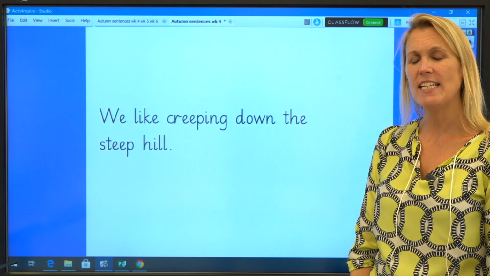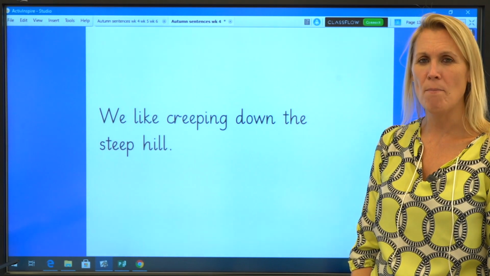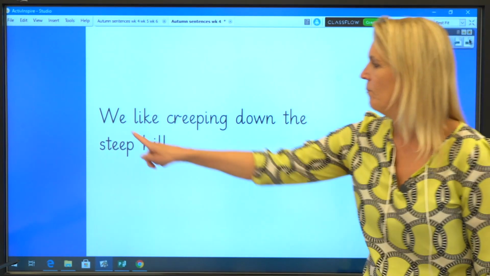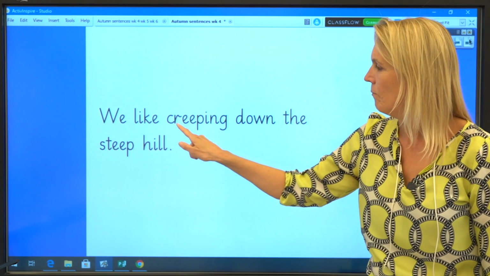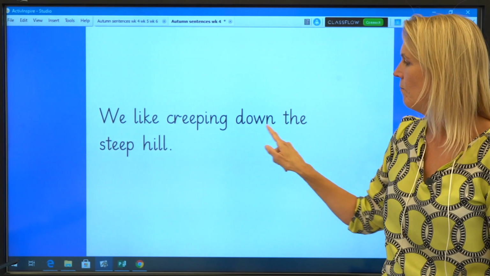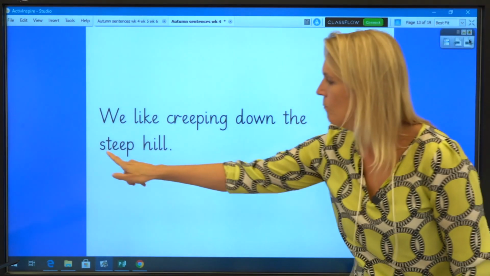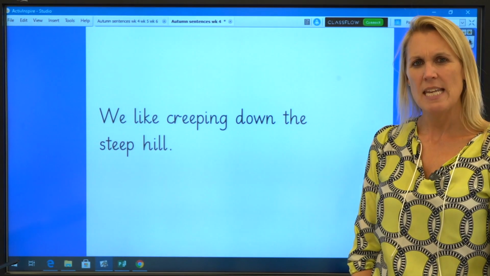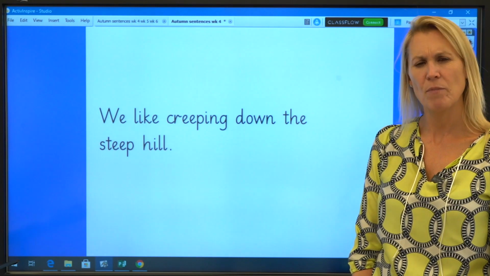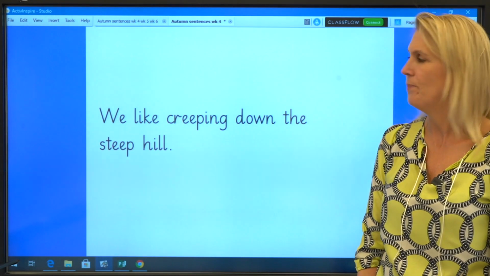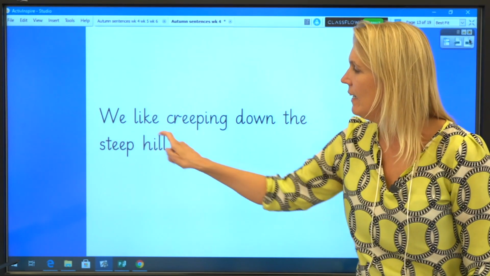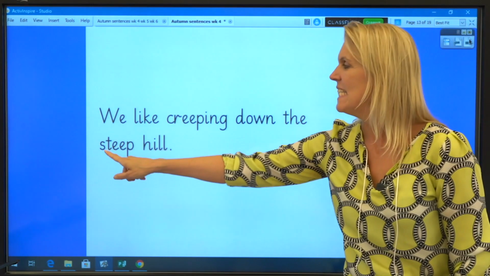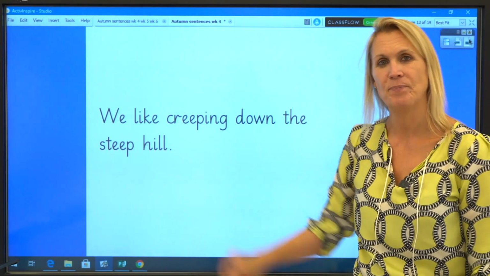Now I want you to read aloud as I point to the words. Remember to sound out any words you are not sure of. Off we go. Excellent reading. Now let's read the sentence together. Read with me as I point to the words. We like creeping down the steep hill.